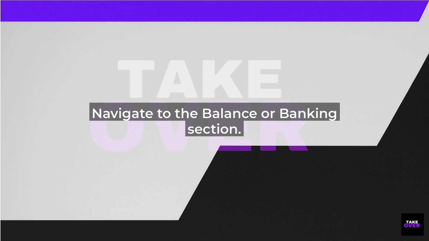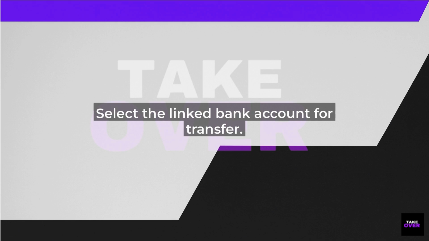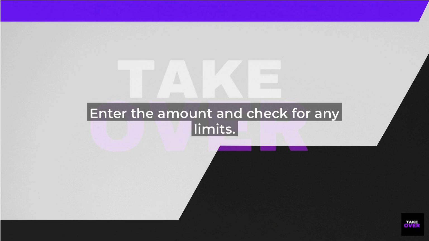Now, step 2. Select the account you want to transfer money to. Square lets you link your bank account or debit card, so choose the one that's set up for withdrawals. If you haven't linked an account yet, you'll need to do that first by going to Account Settings and adding your bank details. It's quick and secure.